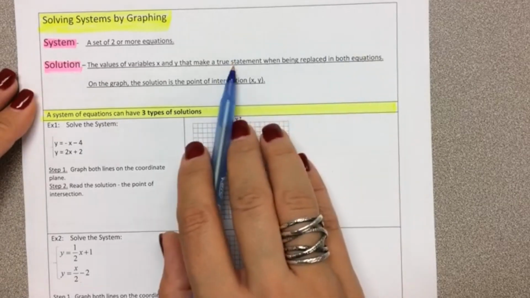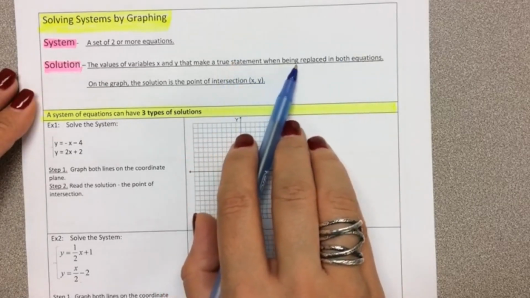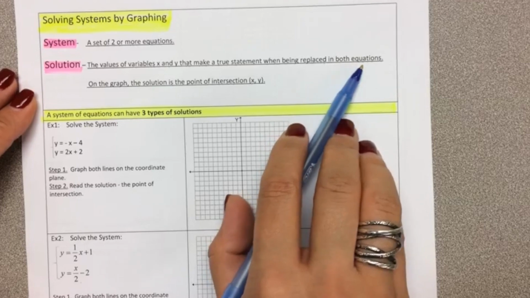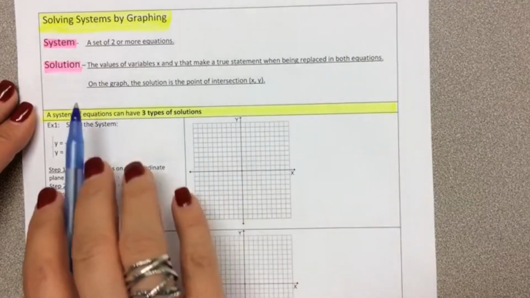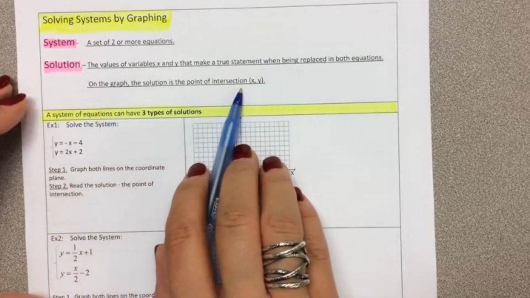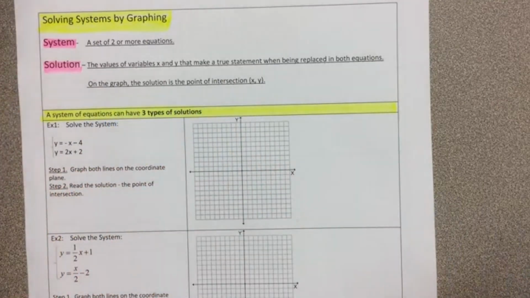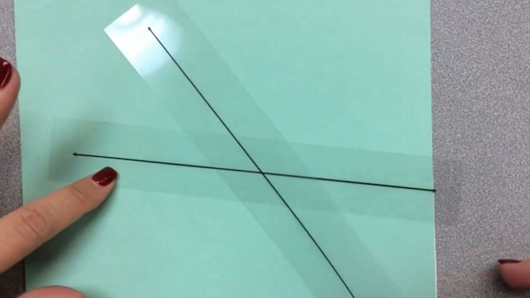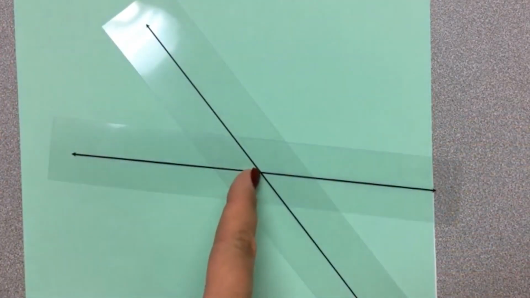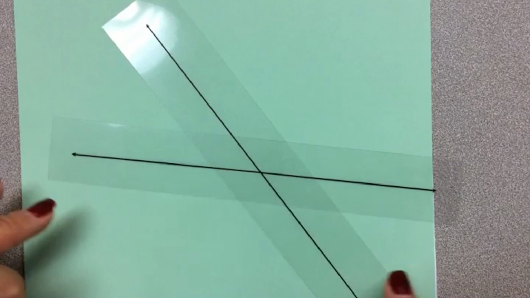In other words, if I replace the solution in both equations, I have to have a true statement, and I'll show you a little bit later how that works. On the graph, the solution is the point of intersection. If we have a graph, let's say two lines being somewhere on the graph, they will intersect in only one point. That point of intersection will be called solution.